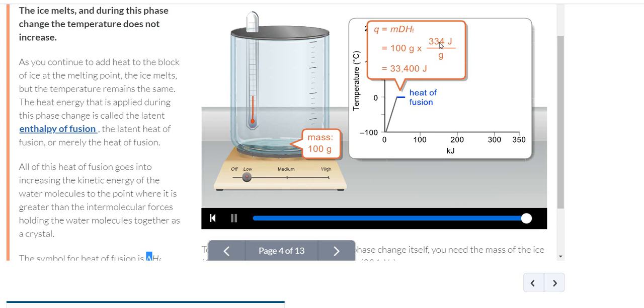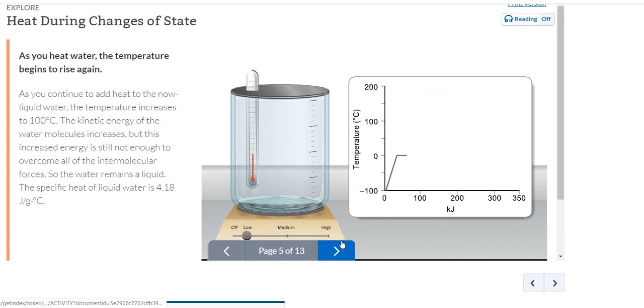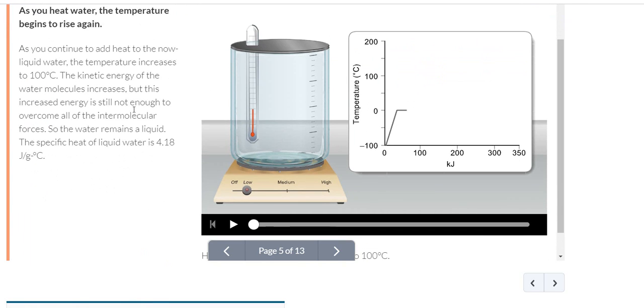They gave us the heat of fusion, which is 334 joules per gram. If I do that math, I get 33,400 joules. So we had the amount of heat to get us to 0. We just calculated the amount of heat to get us through the phase change. Now we're going to switch back, because the phase change is over, we're going to switch back to raising the temperature.